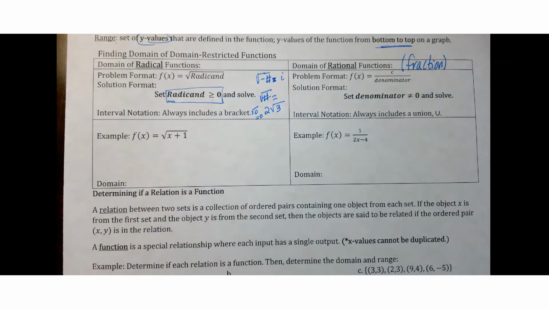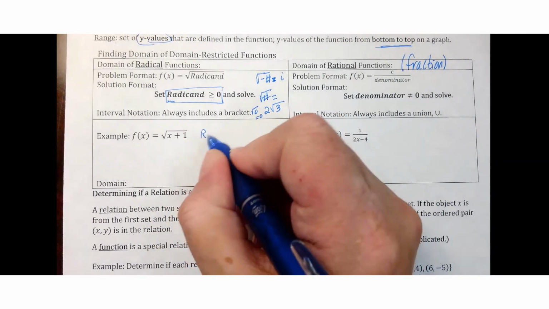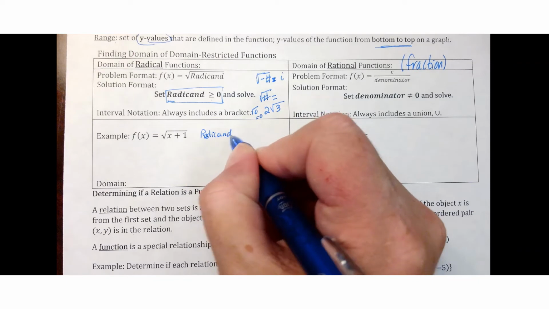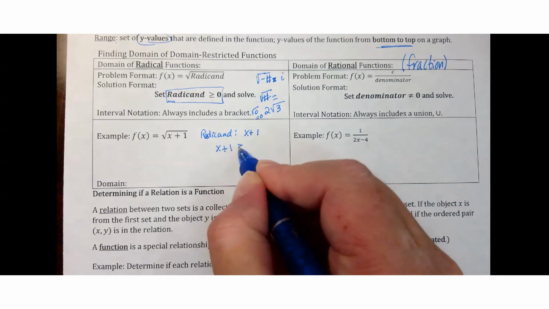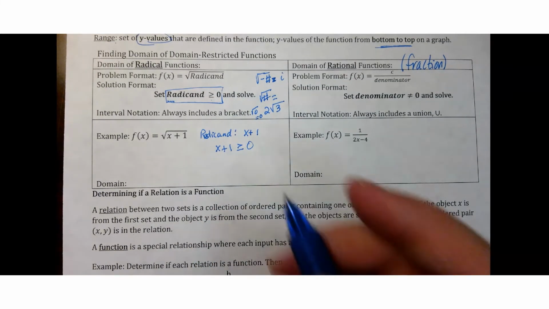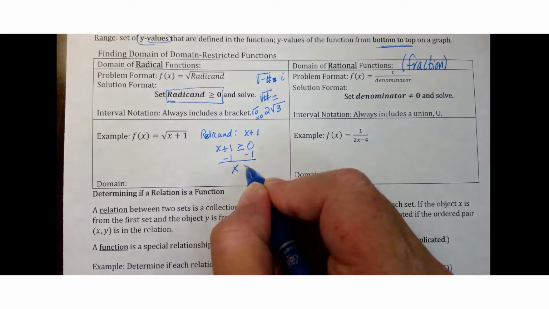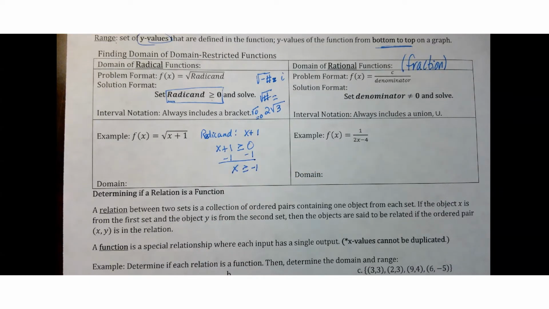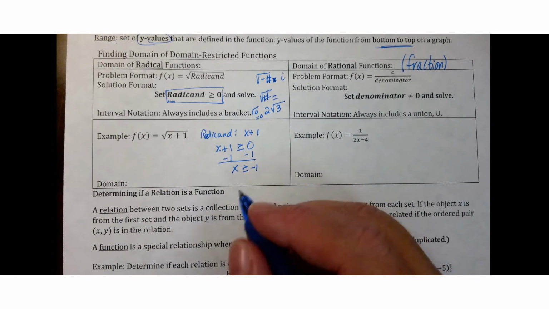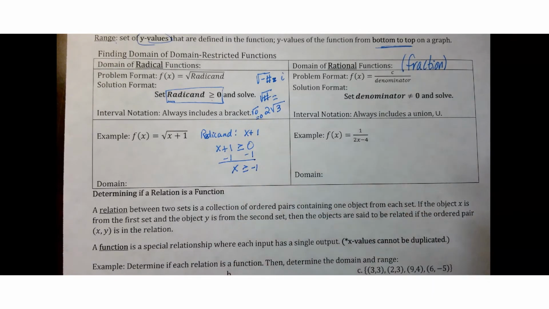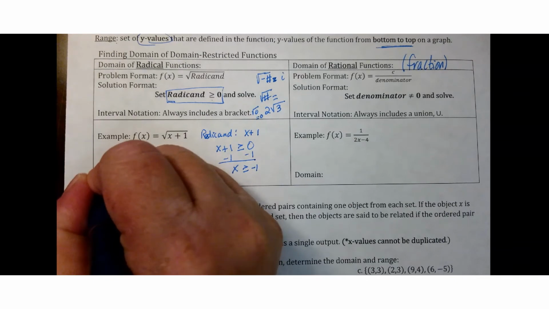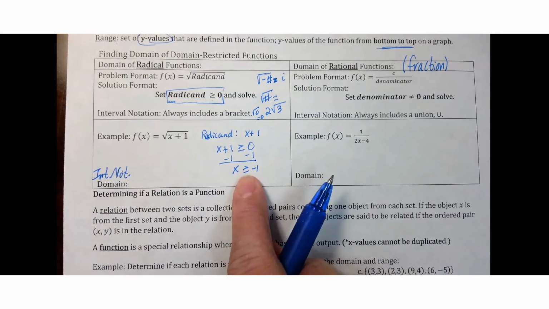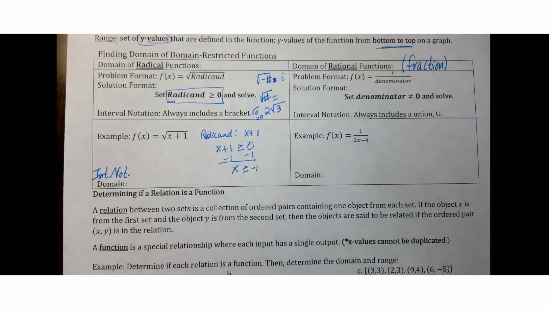Okay, so let's look at this first example. We have f of x equals square root of x plus 1. Our radicand here is x plus 1. So if I'm following this format, I'm doing x plus 1 greater than or equal to 0 and solving. So this is minus 1, x is greater than or equal to negative 1. So now I can graph it and write it in interval notation. And when it's asking for domain, it wants it in interval notation. It does not want you to write this. It wants the interval notation for this.